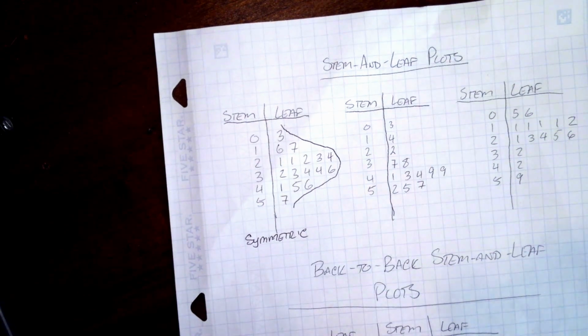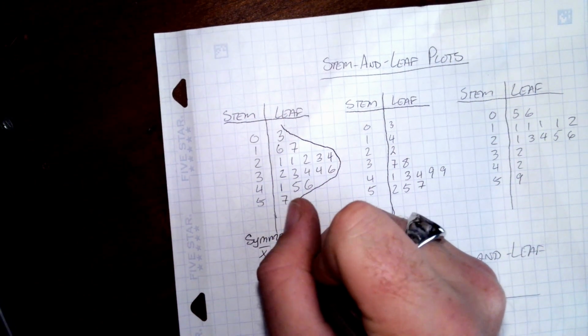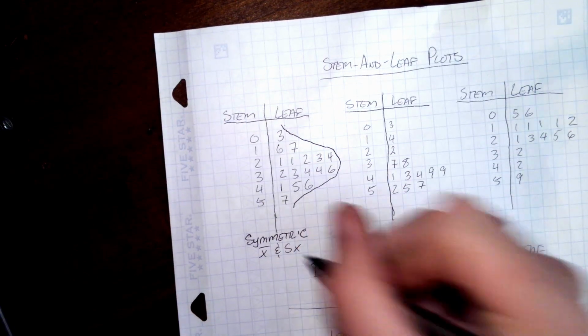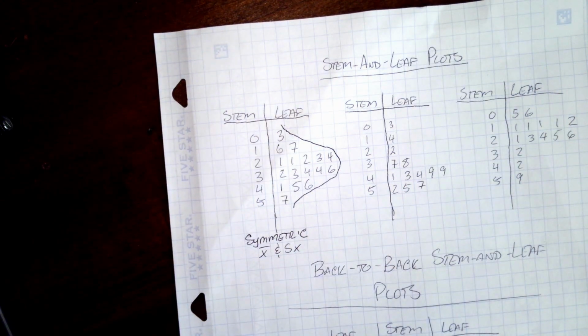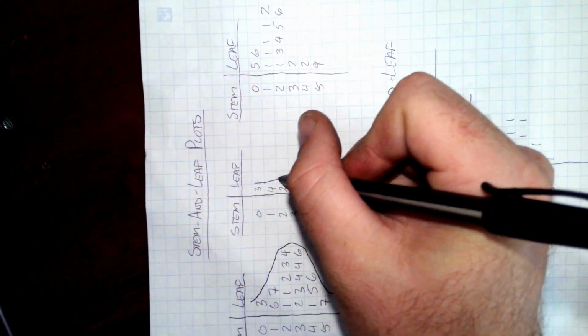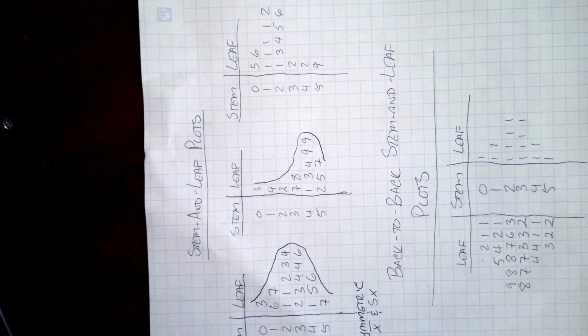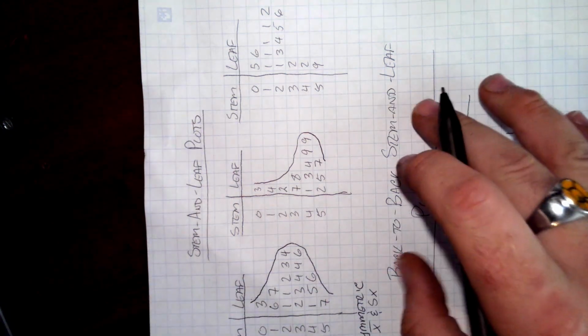And again, anytime you have a symmetric graph, the mean and the standard deviation are the best measures of center and spread. Let's look at these two. So it looks like on this one we have kind of a tail on the left and a pile on the right. So when we turn that way, it is skewed left.